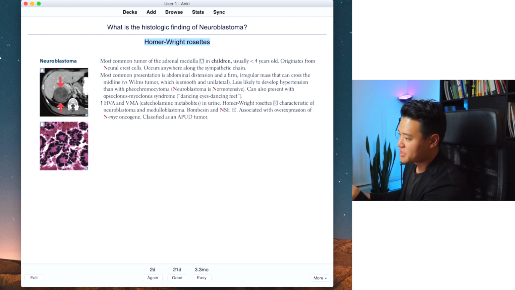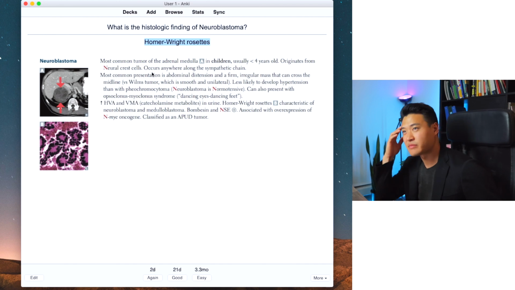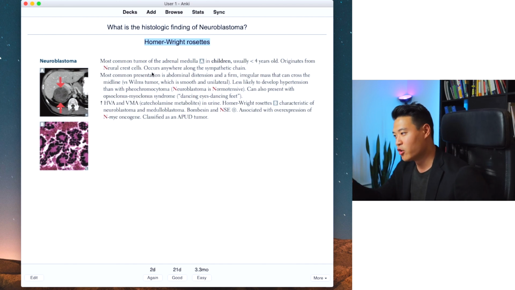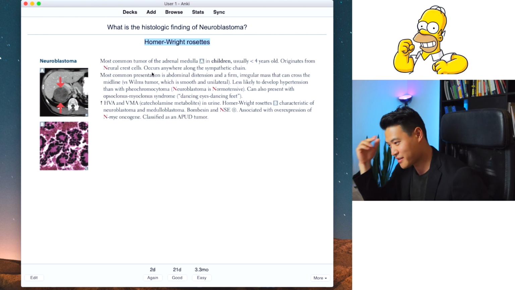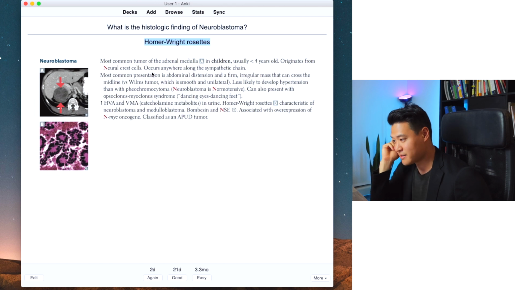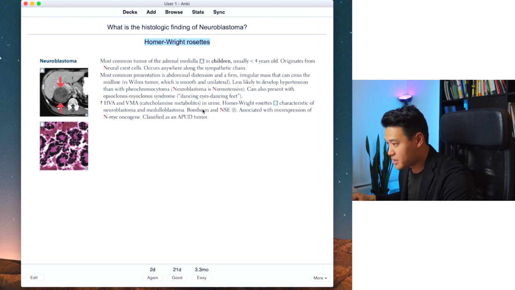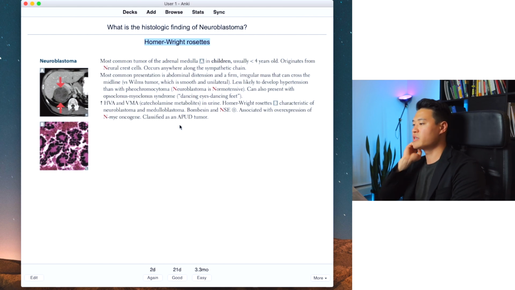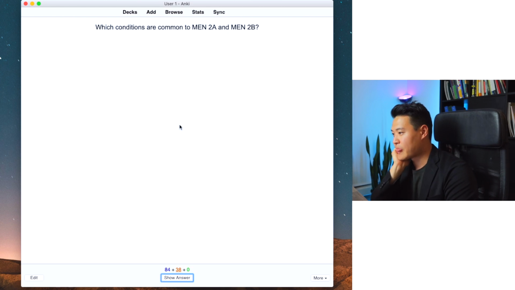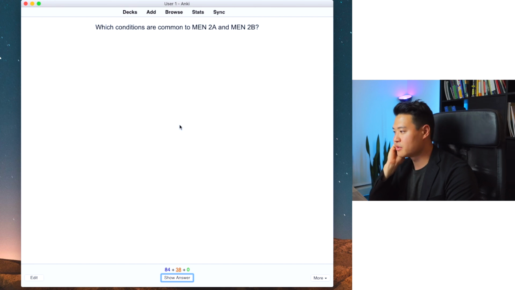And I want to associate this with this picture, so I'm trying to think about an interesting way that I can connect it. Homer, I'm thinking like Homer Simpson, and Homer Simpson and that picture, somehow I gotta connect it. It kind of looks like rosettes in neuroblastoma, so that if I see that picture on a test, I can associate Homer Wright rosettes. Let's see what they have to say here. HVA, homovanillic acid, and VMA in urine. Homer Wright rosettes, characteristic of neuroblastoma and medulloblastoma, associated with overexpression of N-myc.